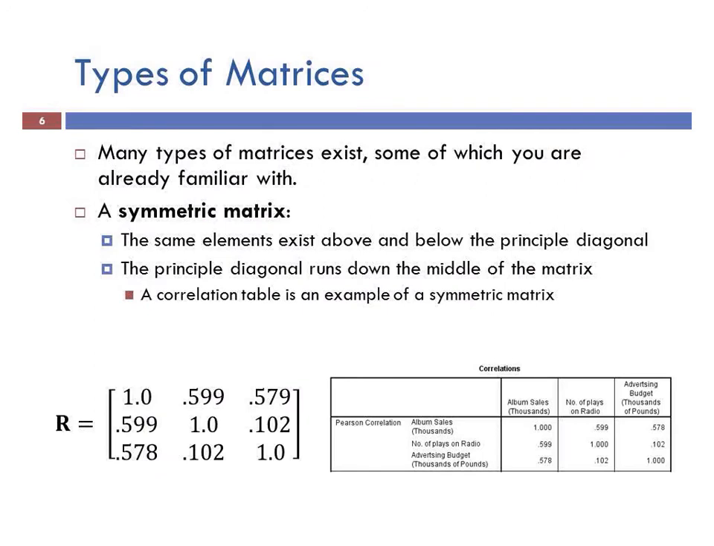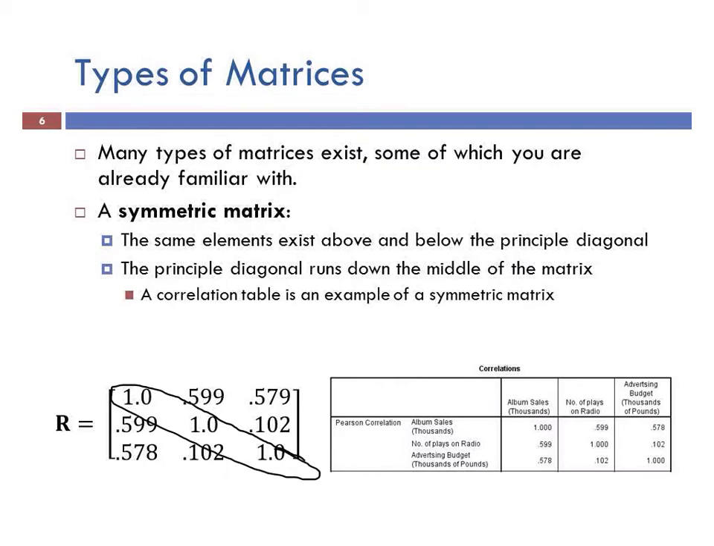Alright, a couple of things that we're going to finish off this first video with are some types of matrices that you should be aware of, many of which you're already familiar with. A symmetric matrix is a matrix where the same elements are above and below the principal diagonal. By definition, the principal diagonal is the diagonal down the middle.